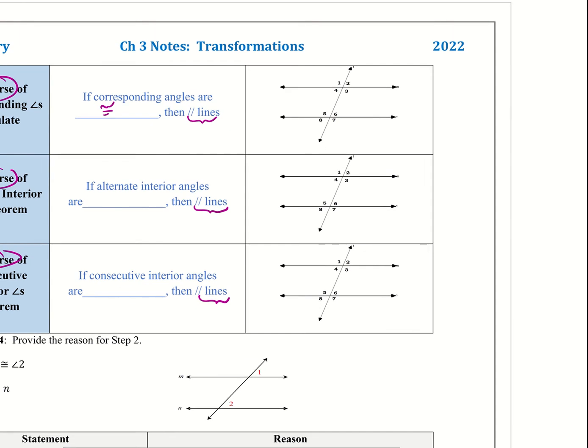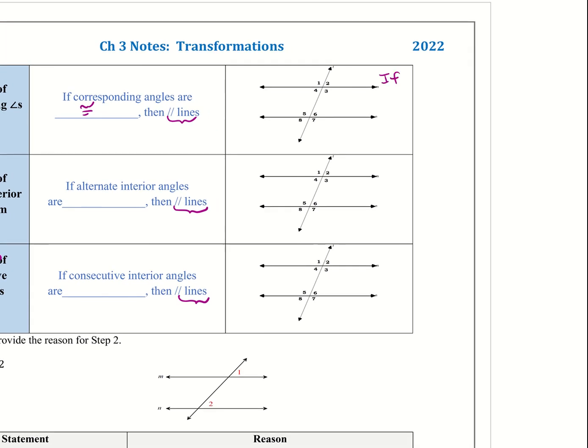So if I know, for example, that angle 1 is congruent to angle 5, then that would be enough to know that I have parallel lines. And that would be true with any pair of my corresponding angles. Like if angle 3 is congruent to angle 7, that's enough evidence by this postulate or theorem to know that these are parallel lines.